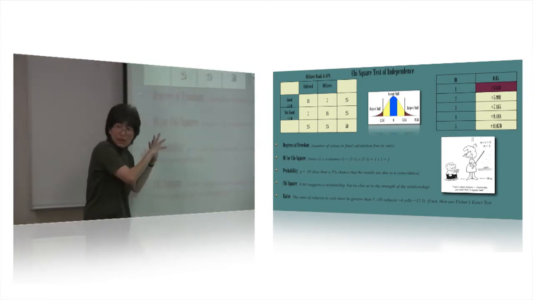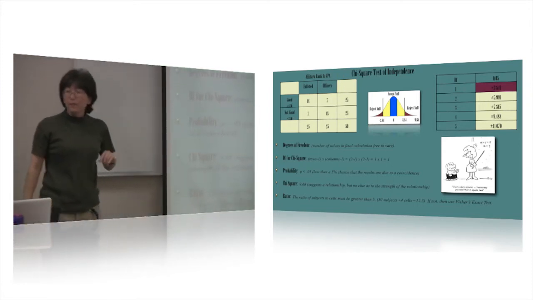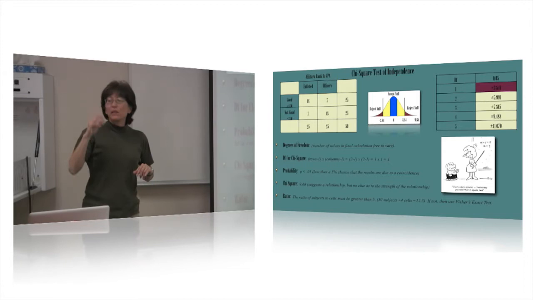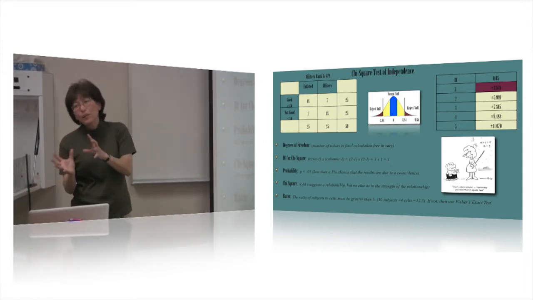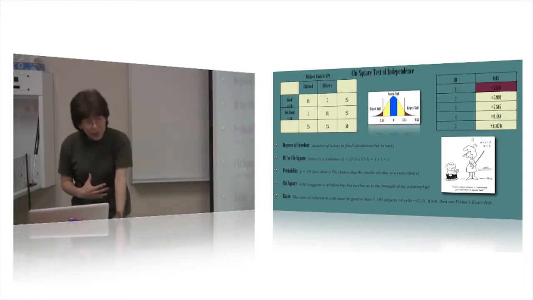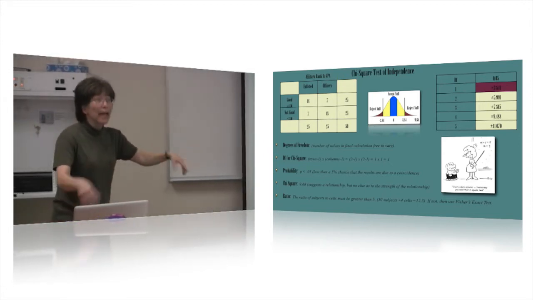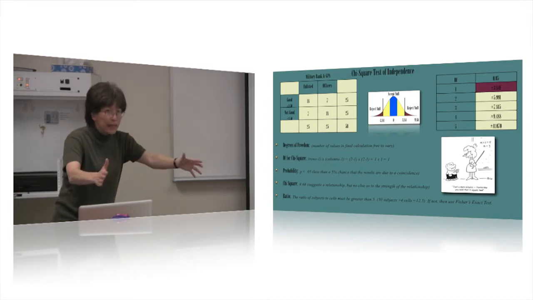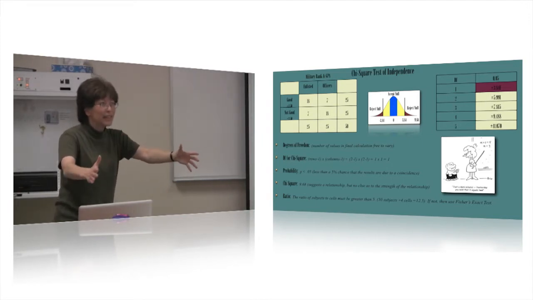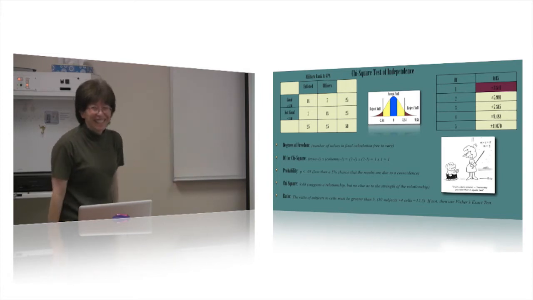Usually your experimental hypothesis is saying there is some sort of relationship. And the null is the opposite. There is none. There's nothing going on. Null, nothing. Got it? Null, nothing.